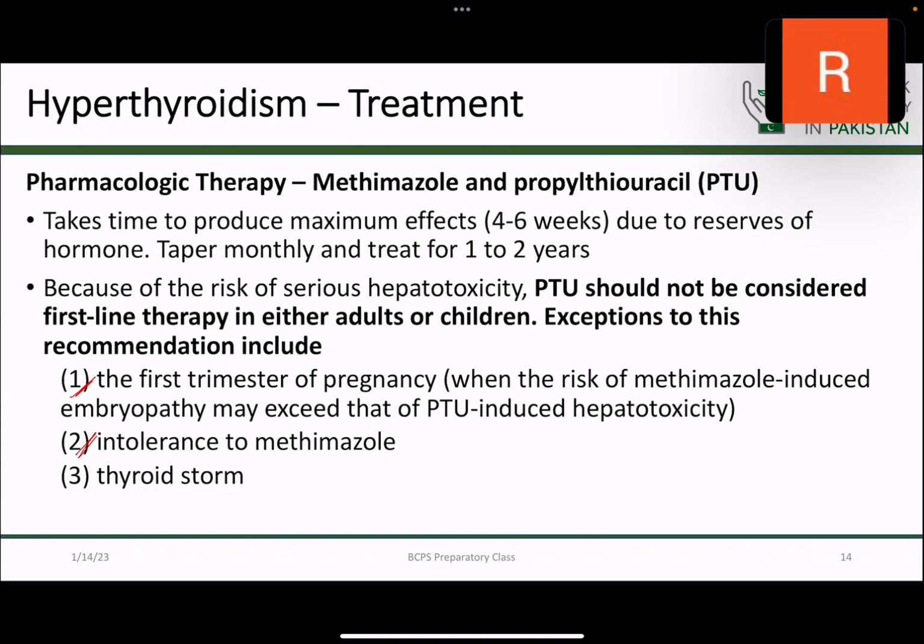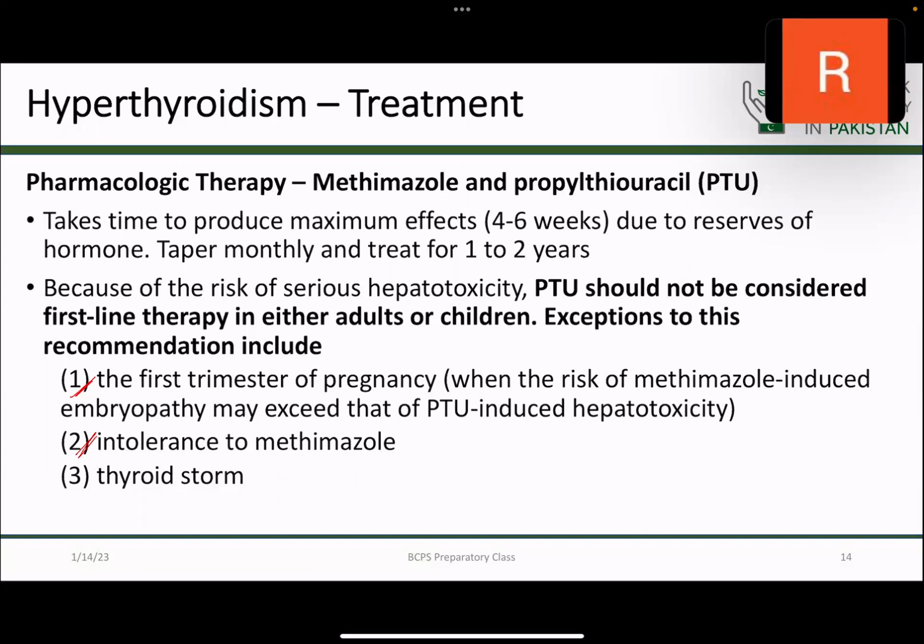This is one of the concepts which has been tested again and again in the exam. So I have also included a case related to this. Keep in mind when methimazole is preferred and when propylthiouracil is preferred.